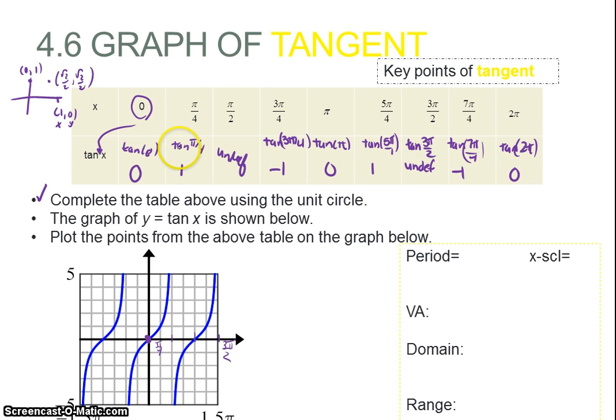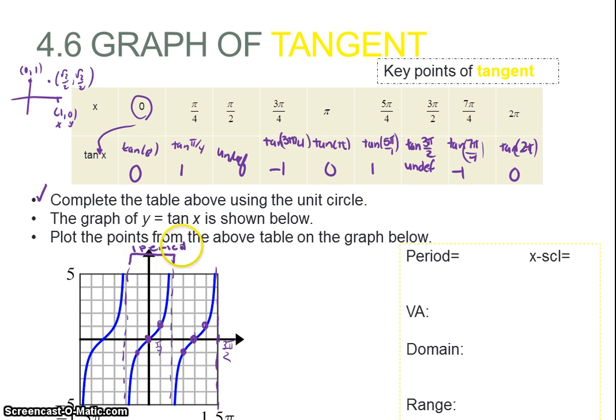So if I look at pi over 4, I have 1, and you can see it goes through there. Pi over 2, it's undefined, and we draw the undefined with a vertical asymptote. At 3 pi over 4, it's at -1. And then at pi, it's at 0. 5 pi over 4, we're at 1. 3 pi over 2, it's undefined, and so on. It keeps going like this. And if I had my table go the other direction, I could, of course, do this. So what I have here is 1 period of tangent.